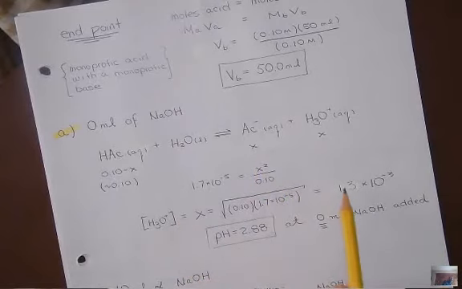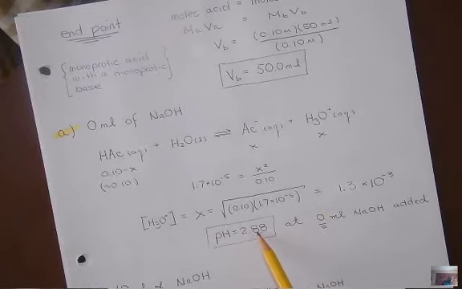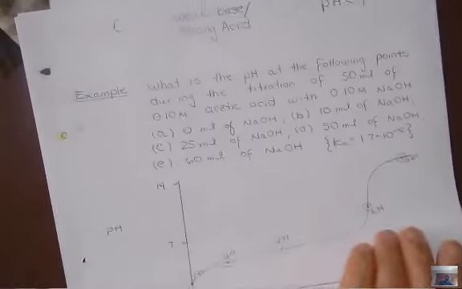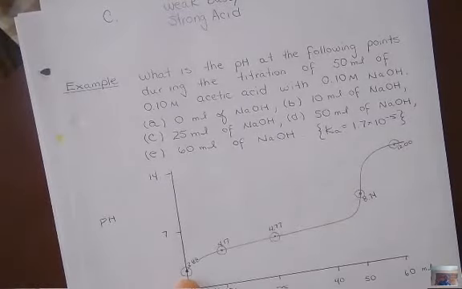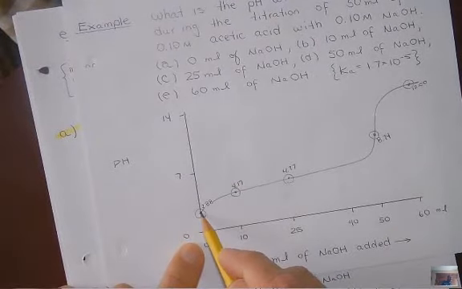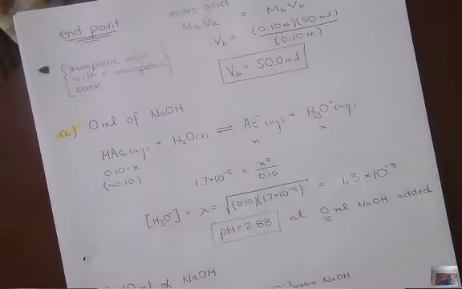The hydronium ion concentration is 1.3 times 10 to the minus 3. Take the log of that number, you're going to get negative 2.88. And we know pH is minus the log, so I drop the negative sign and my pH would be 2.88. So this is the pH after 0 milliliters of sodium hydroxide have been added. That gives you that point right there. So far, all I've been able to draw was my graph and my dot over here. Next one is what happens after 10 milliliters have been added. So that's B here.